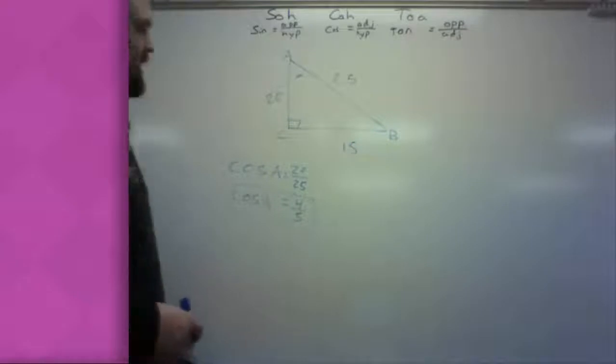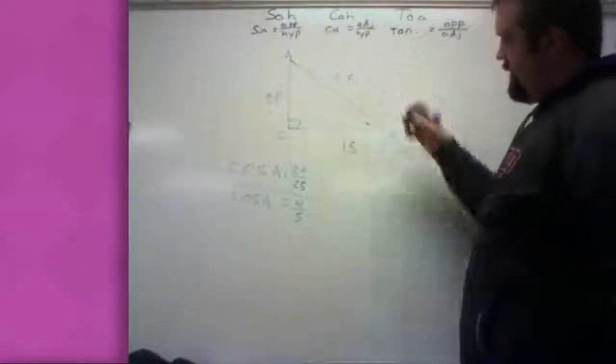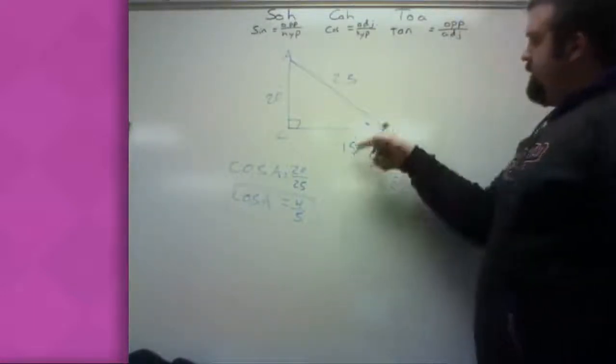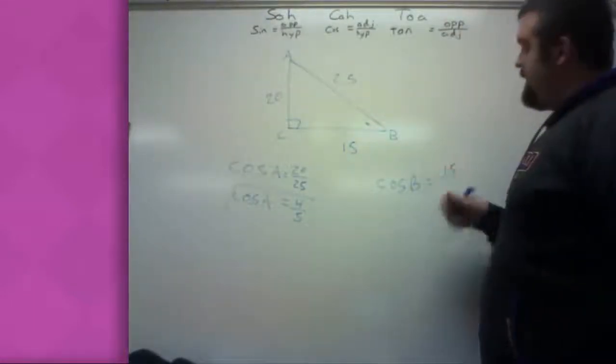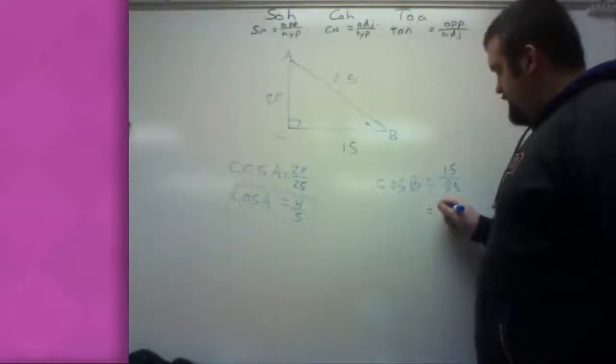Cosine of B, I plug that in real quickly. So I erase this mark and I'm looking at this one over here. The adjacent leg is now 15, so it goes on top. The hypotenuse is 25, goes on bottom. This becomes 3 to 5.